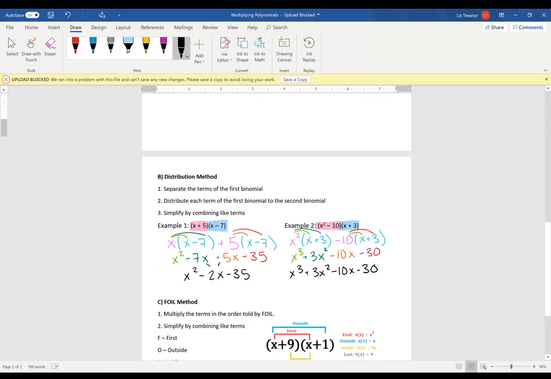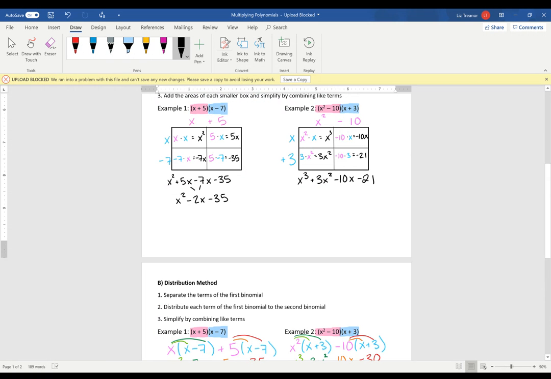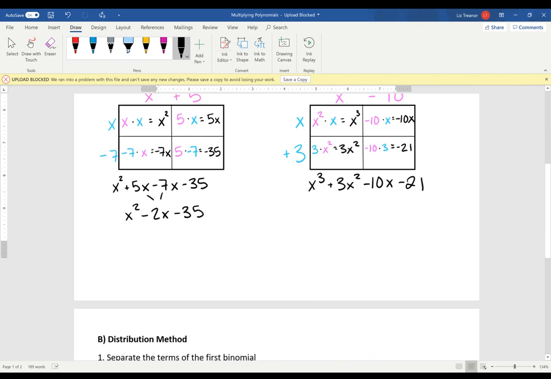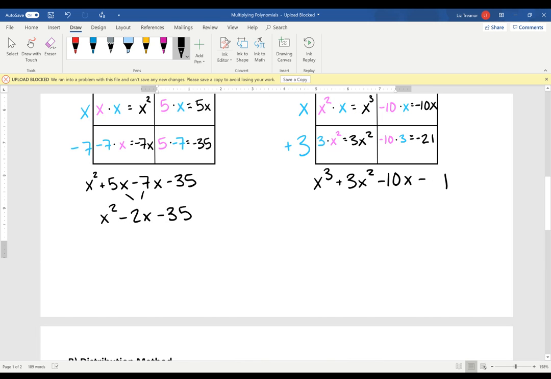So it's the same thing we got in both examples. Although there's a 21 there. I don't know why that's there. Because 10 times 3, we get negative 30.